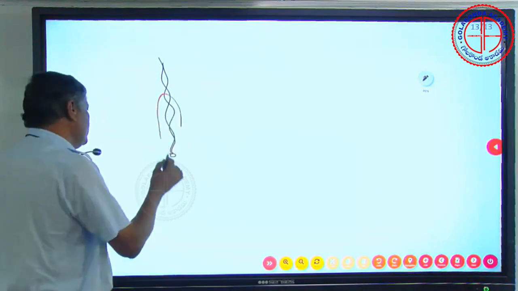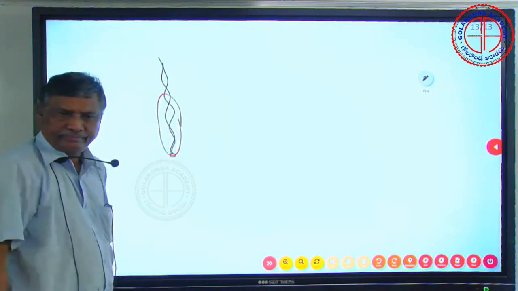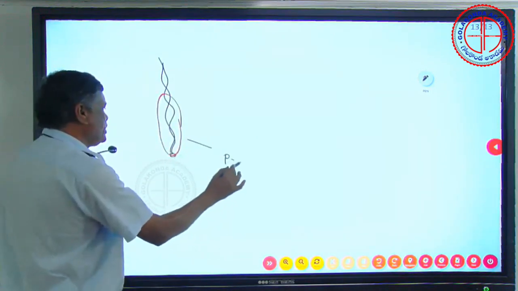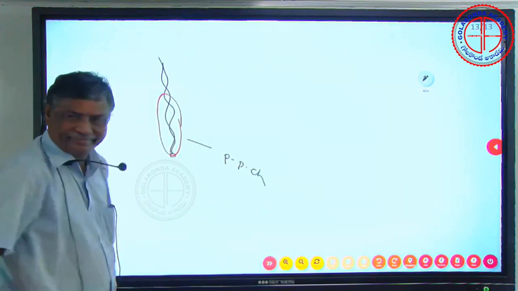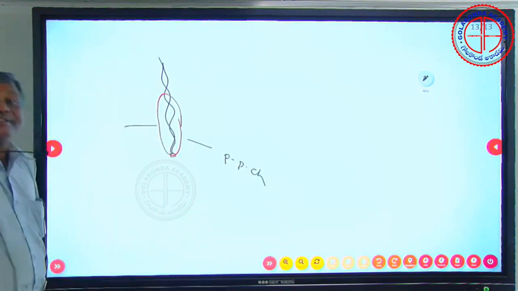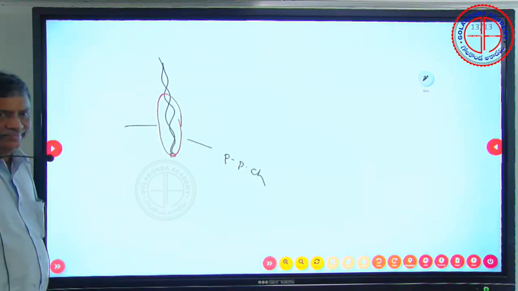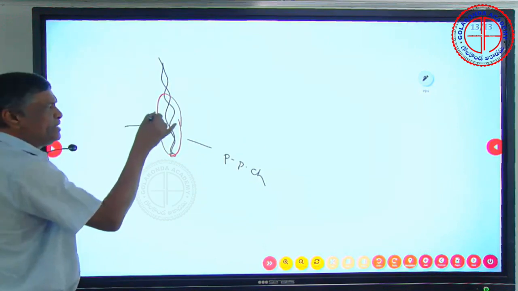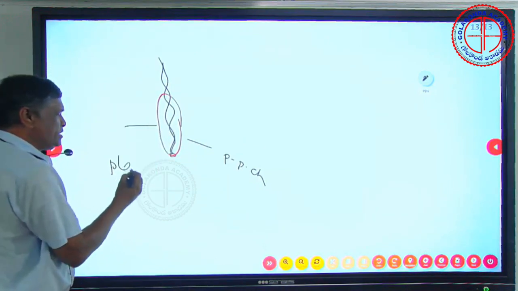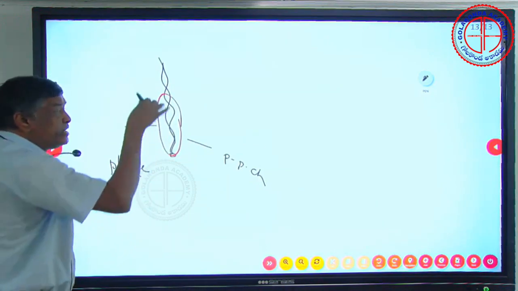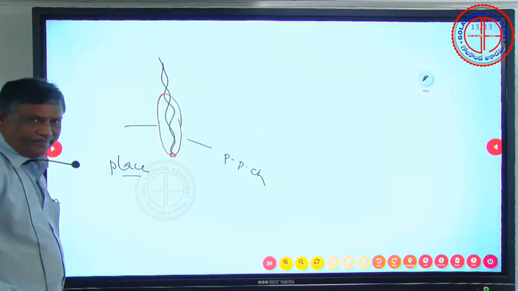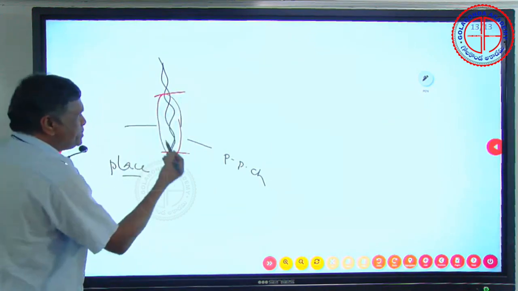This portion proliferates to a polypeptide chain, so this portion is known as a gene. And the place on DNA where the gene is arranged is known as a locus. How much length does it take? This much of a place.